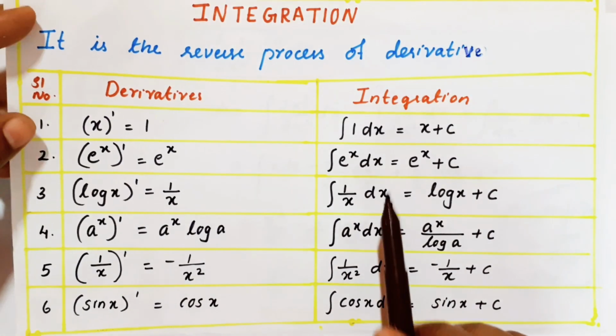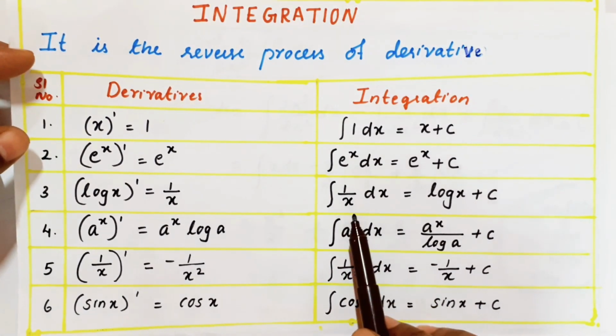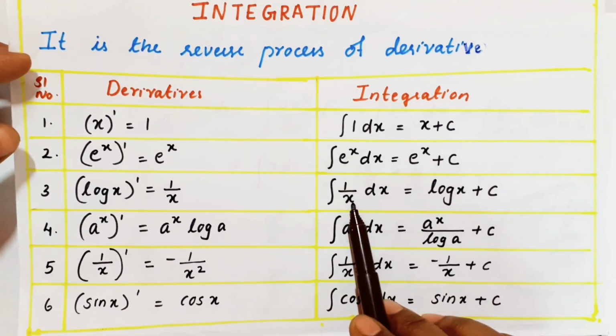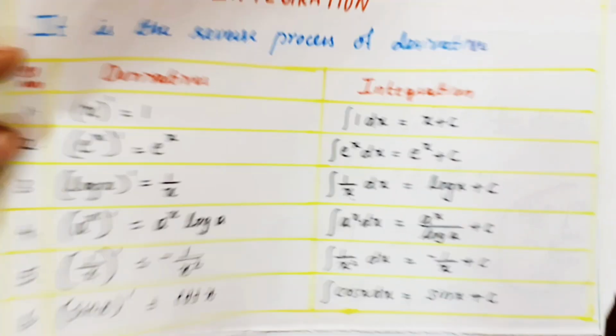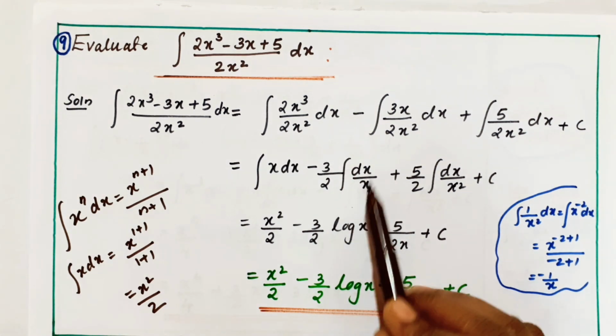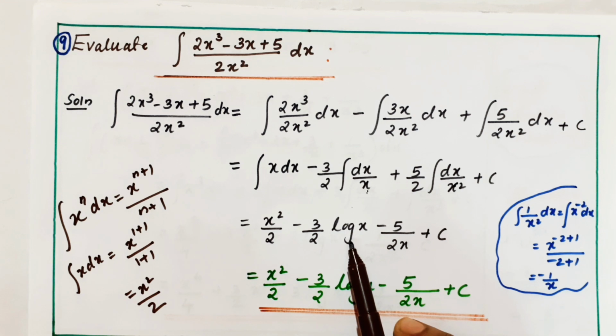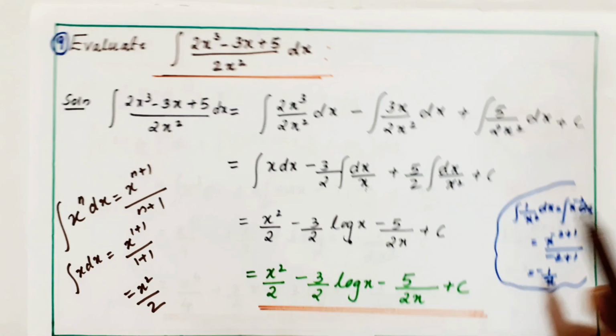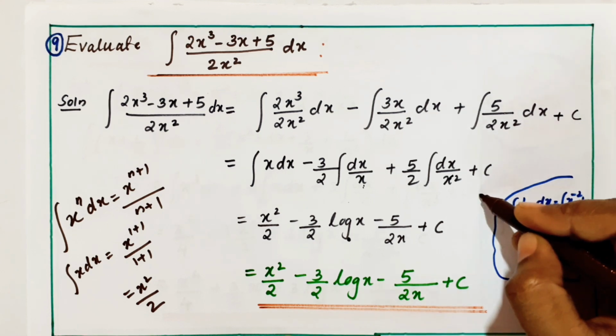Integral of dx by x is log x plus c. So this is in the form of integral of dx by x, so this integration is log x. Here my 5 by 2, here I just have written this form.